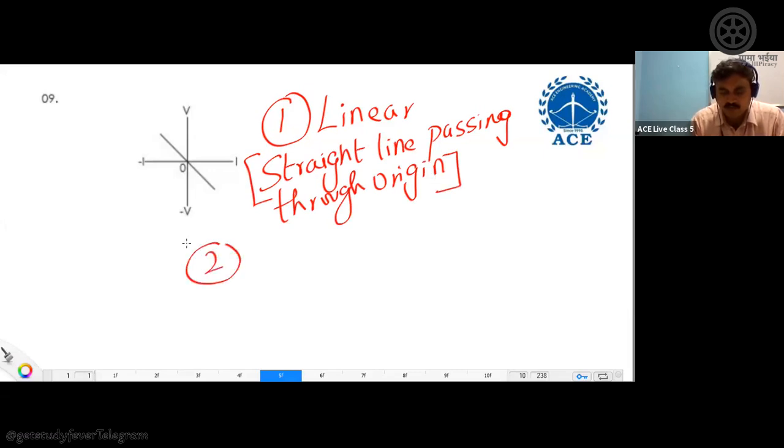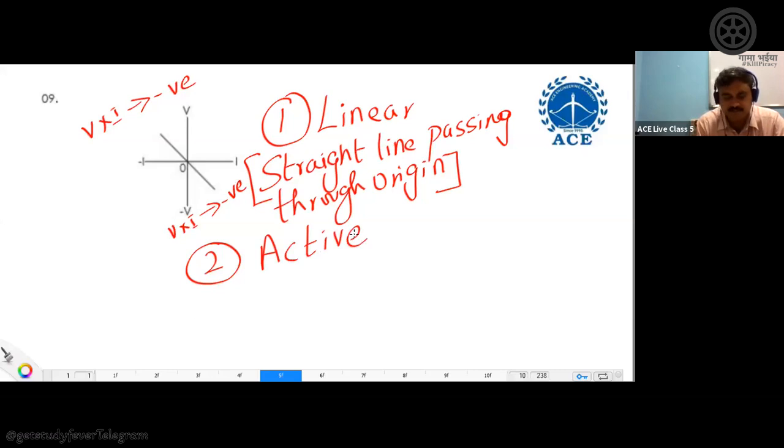Next. Now, is it active or passive? You can see here product of voltage and current in second coordinate is negative, as well as product of voltage and current in fourth coordinate is also negative. One quantity is positive, another quantity is negative. So definitely you can confirm it is an active network element.